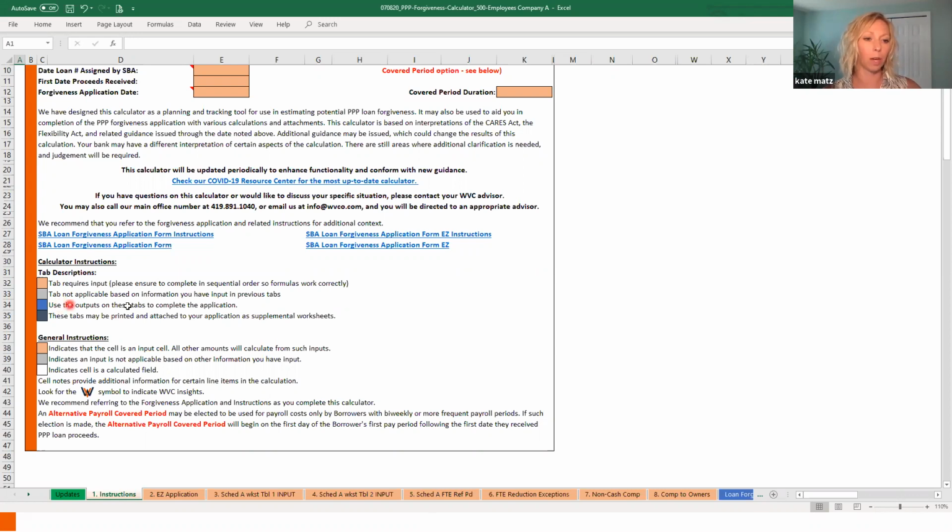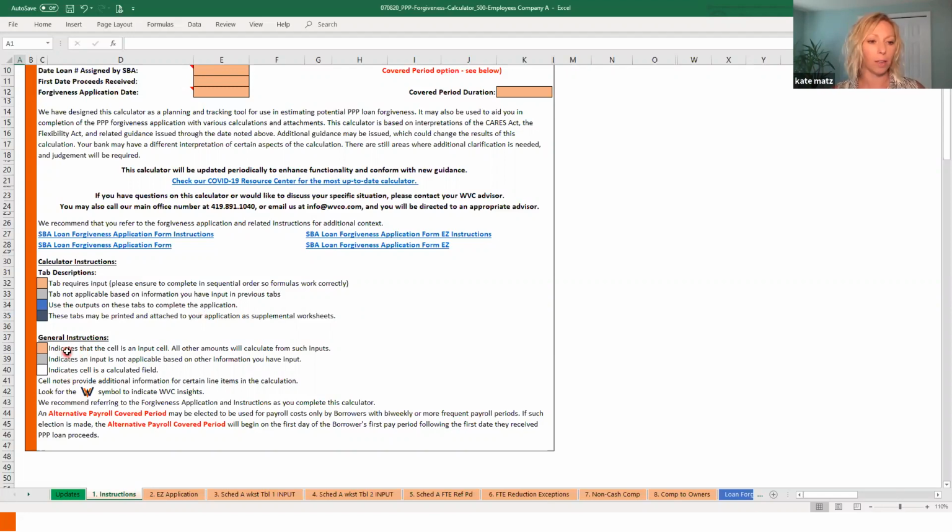The bright blue then, these are outputs that you're going to use to complete the application, and we'll walk through that. The dark bluish gray, these would be kind of outputs that you would attach to the long form of the application if you had to fill out the long form. There's some worksheets that get attached. So the calculator is designed to spit that out for the folks that need to do that. You folks being on the easy webinar here might not be applicable to you.